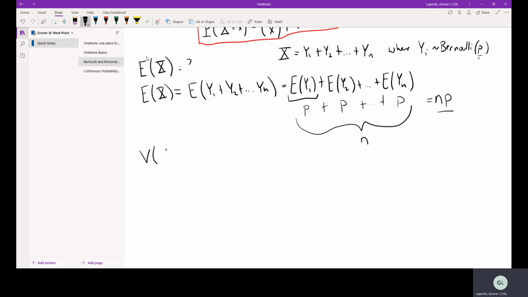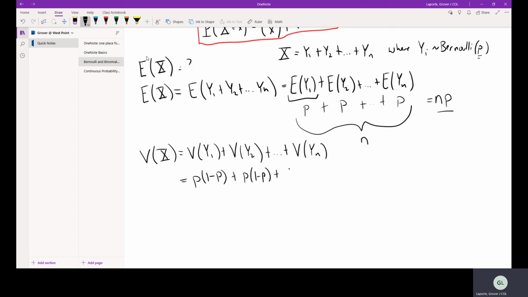And then the next thing is our variance of X would equal the variance of Y1, variance of Y2, variance of Yn, which would equal P times 1 minus P. I said minus, but I wrote plus. 1 minus P plus P times 1 minus P plus P times 1 minus P. And how many of those are there? There's N. So it's equal to N times P times 1 minus P.